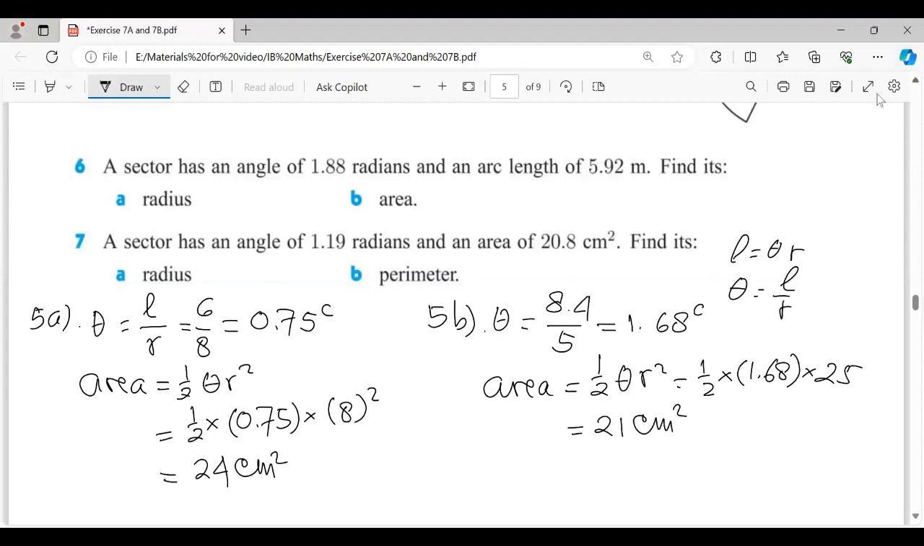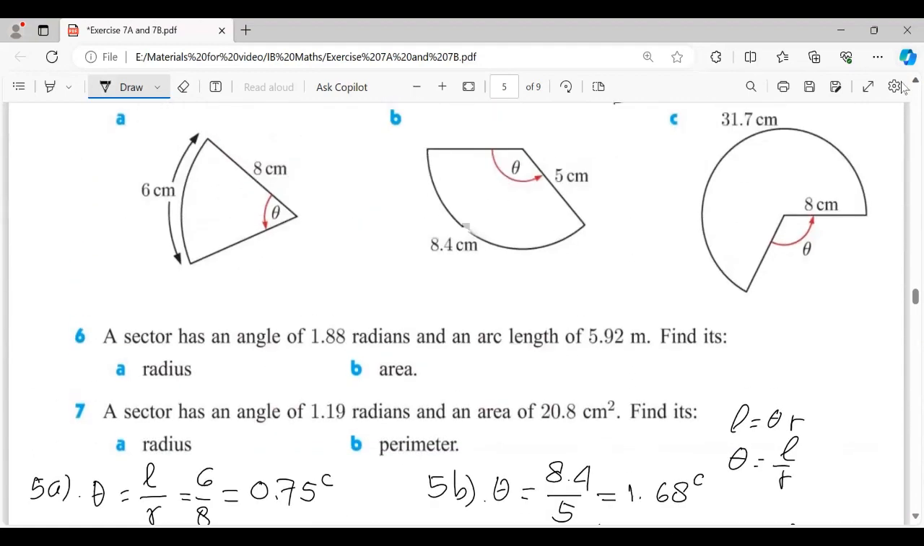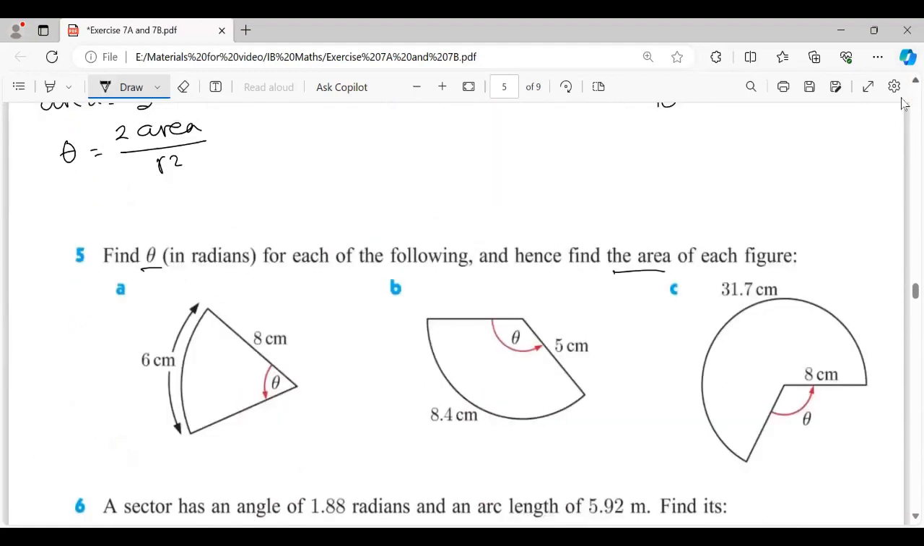And 8 centimeters. We have to find this angle. We have to find this angle first, because theta is this angle, but we have to find this other angle first. Okay, so 5C.